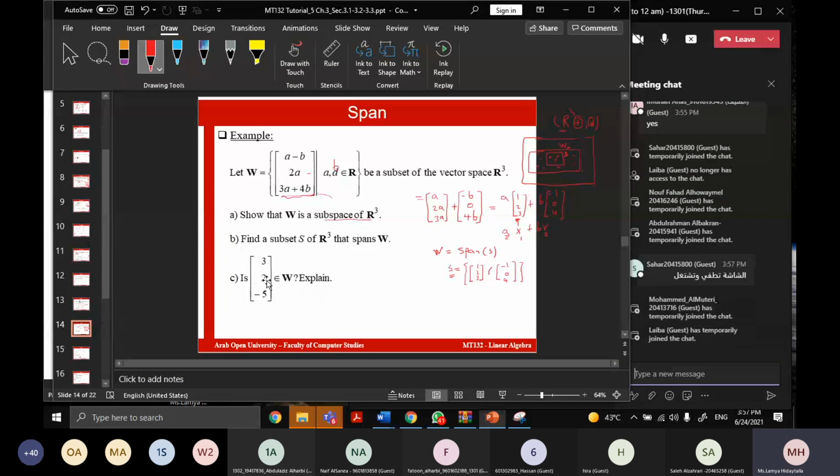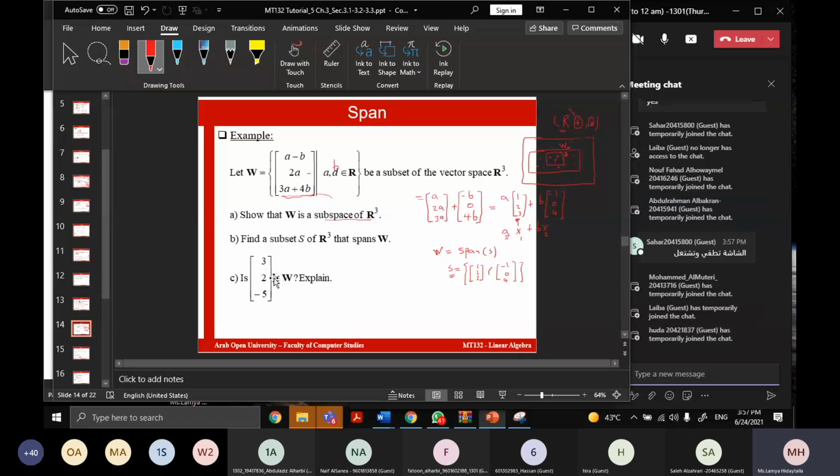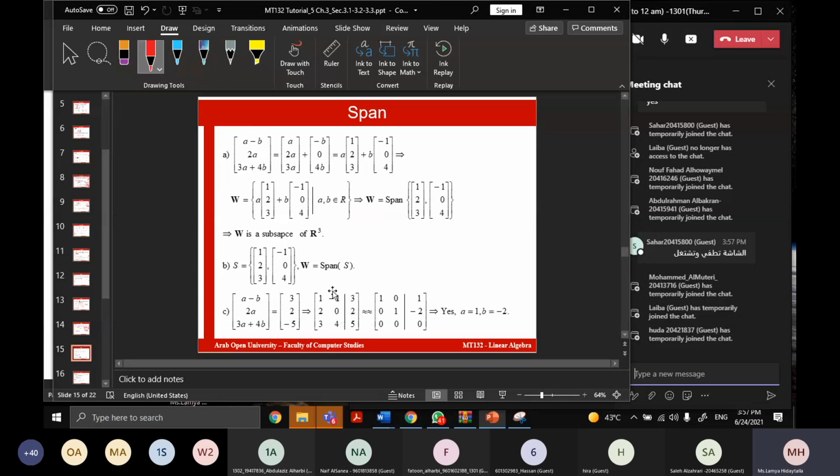It belongs to W if it looks like these elements. That means we should have this vector equal to this for some A and B. Okay? We already finished this: W equals span S, the span of these two vectors, so it is a subspace.